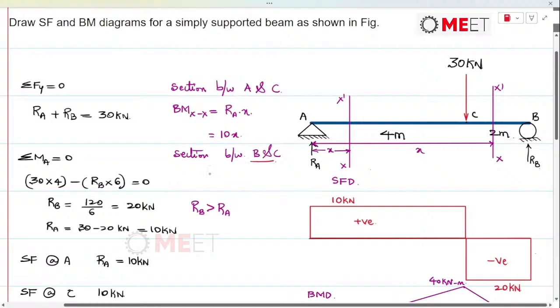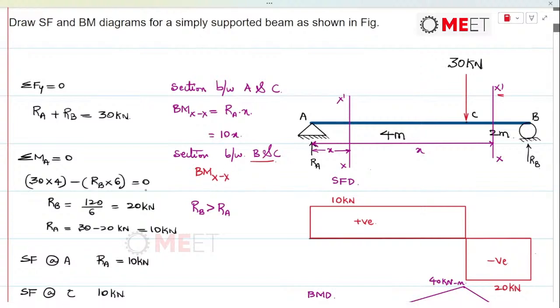So RA, that is bending moment about section XX. So let's say this is the section we are going to count, which is marked in red color. So RA, that's 10 times of x, minus the distance between 30 and the section XX is x minus 4. That is 30 into x minus 4, it is power 1. So now we find that if we try to solve this, this is 10x minus 30x plus 120. So this becomes minus 20x plus 120.